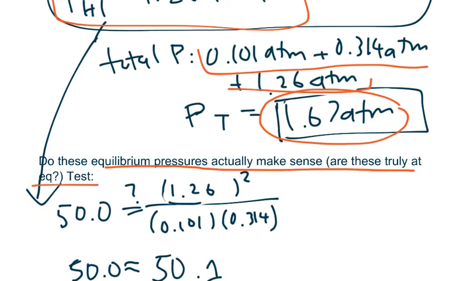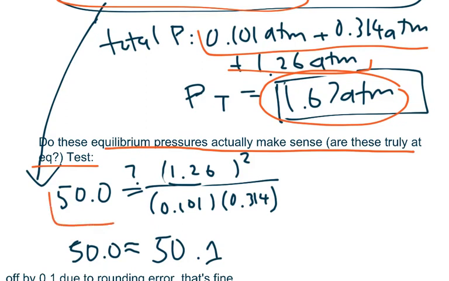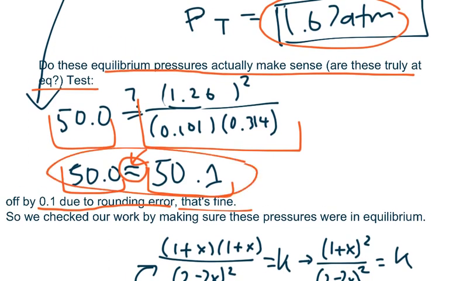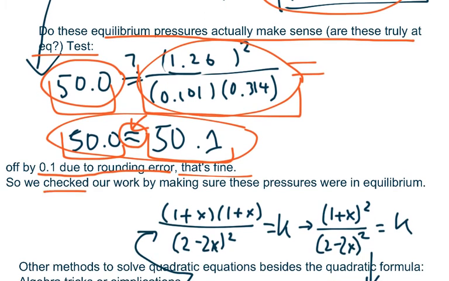Well, you can easily check your answer by telling yourself, is 50.0 equal to this equilibrium expression when we plug in our equilibrium pressures? While doing the math, I get that 50.0 is about equal to 50.1, or approximately equal to 50.1. And it's off by 0.1 due to rounding error, but that's perfectly fine. So these two are equal, and this means that our pressures are truly at equilibrium, because when you put the pressures in, you get the equilibrium constant that is there at that temperature. So we checked our work by making sure that these pressures were in equilibrium.